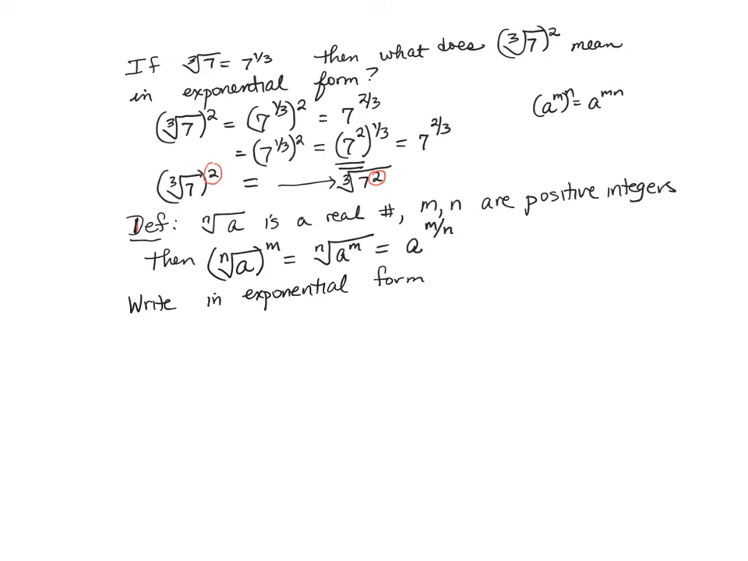Okay, let's do a few. I'll call this number 5, number 6, and number 7. Number 5 is the cubed root of 5 squared. Number 6 is the 5th root of 10 to the 4th. And this is the 7th root of 2 cubed. Okay, let's take a minute and write these in exponential form.